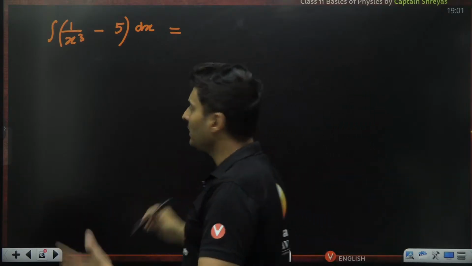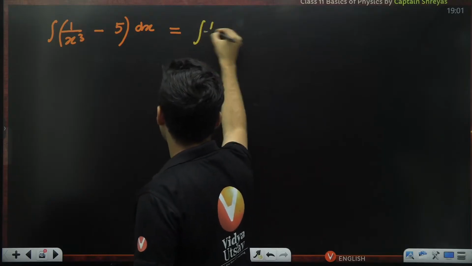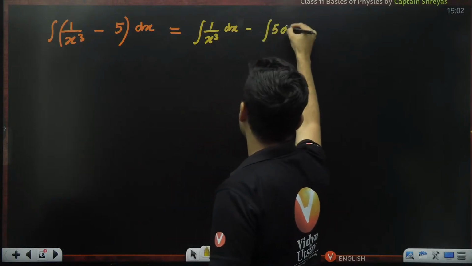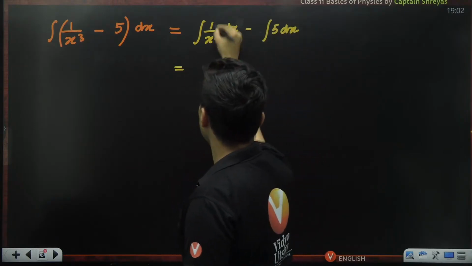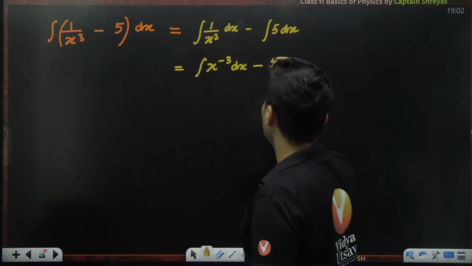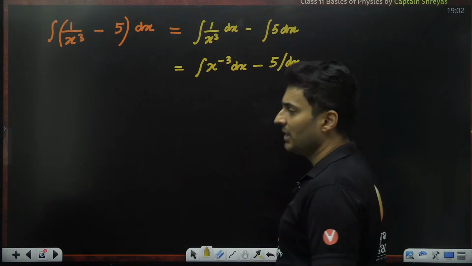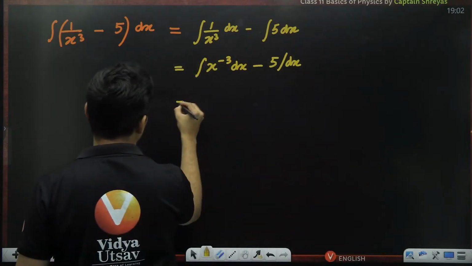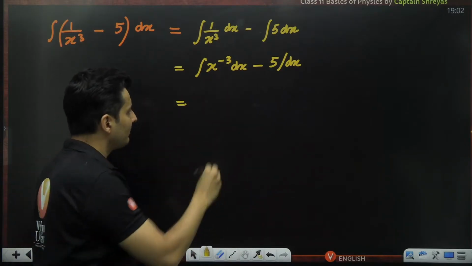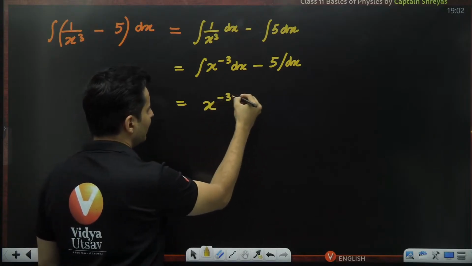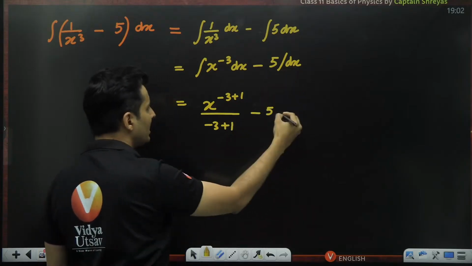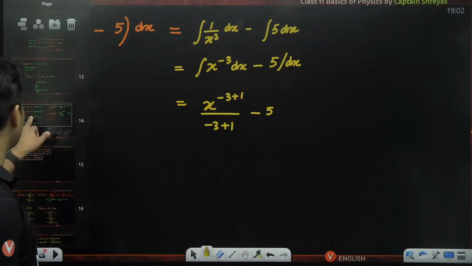Well, two terms, separate them out. Nothing else to do. 1 by x cube is separate, minus integral of 5 dx is separate. I can bring this on the top, so this will become x raised to minus 3 dx. 5 is a constant, bring it outside. I just have integration of dx. What is this? This formula I can use, x raised to n, because n is not negative 1. So I'm safe. So this will become x raised to minus 3 plus 1 by minus 3 plus 1, minus 5 times the integration of dx, which I just gave you. It is just x, guys.